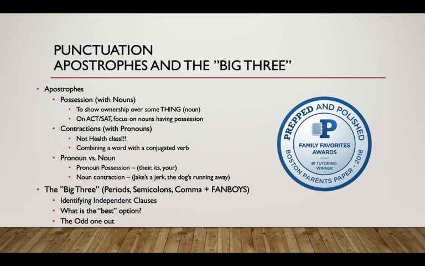However, sometimes we have to ask ourselves, what is the best option given? Because the ACT and SAT aren't going to just give you the best one or the one that you would prefer. They're going to give you one that works. Another strategy and rule to remember is to remember what the odd one out is. If we are given answer choices with both period and semicolon and also a comma FANBOYS conjunction, these are all doing the same thing, so we can't really choose one over the other.